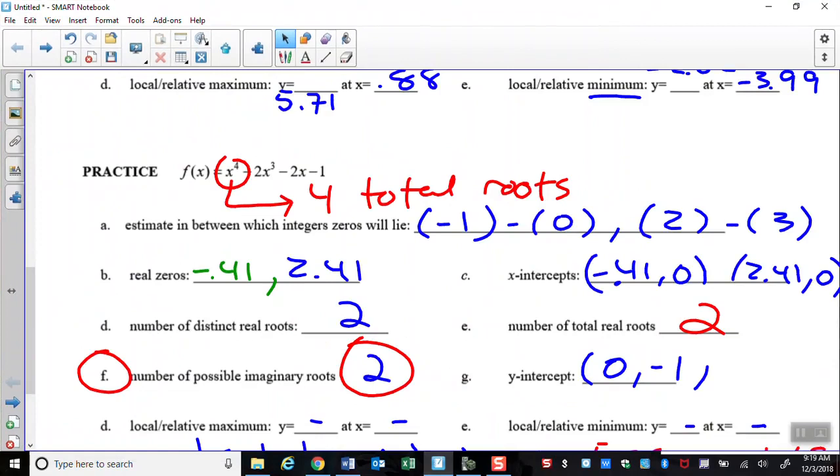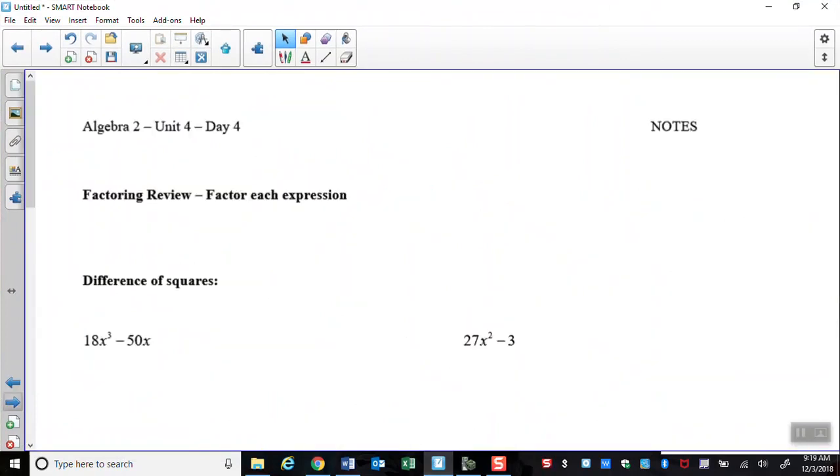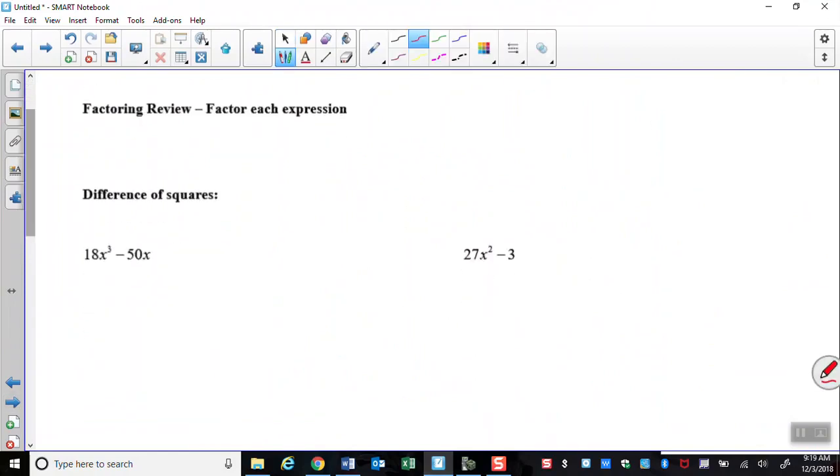Go ahead and go to the second page, and we're actually just going to look at reviewing factoring. Okay, so all we're doing is factoring. You don't have to solve these. There's no equal sign. You're just factoring. You're just breaking this down, because we're going to go ahead and do this when we get to cubics.